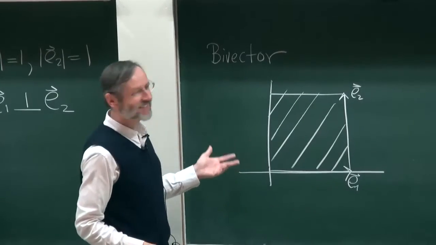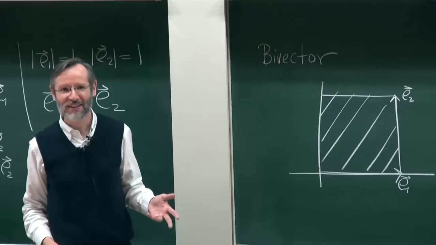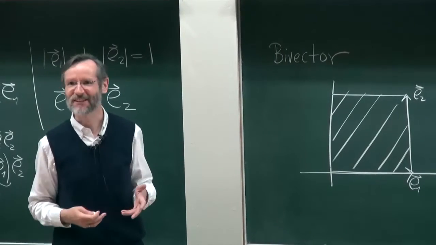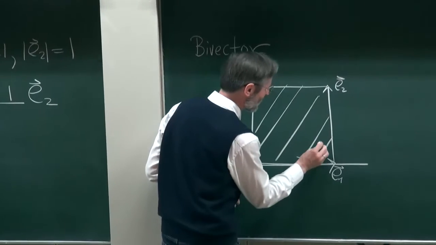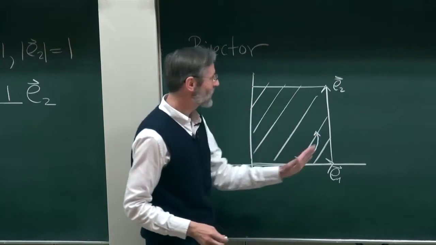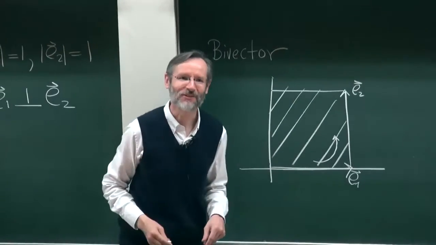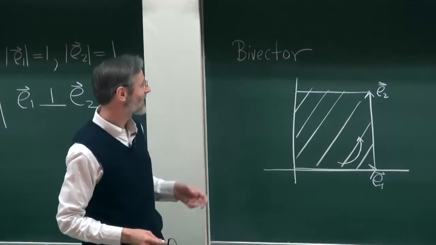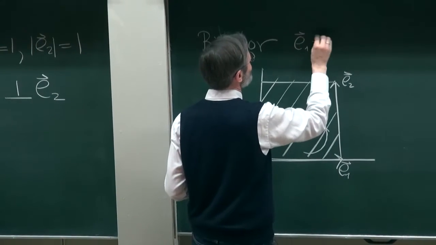And that is the bivector E1 times E2, and it has a product order. So you start with E1, and then you use E2. So that's basically how you go around it. And that's this product order for this bivector E1 times E2.